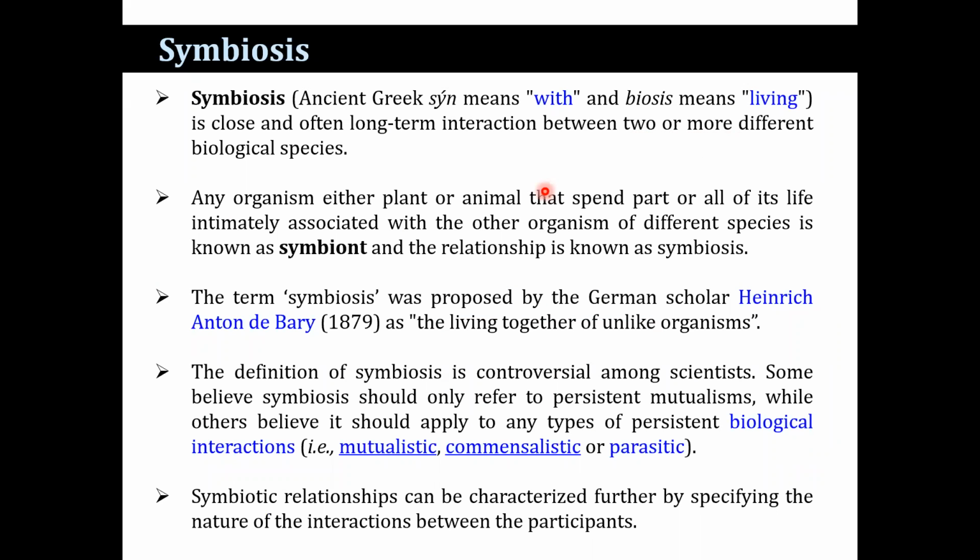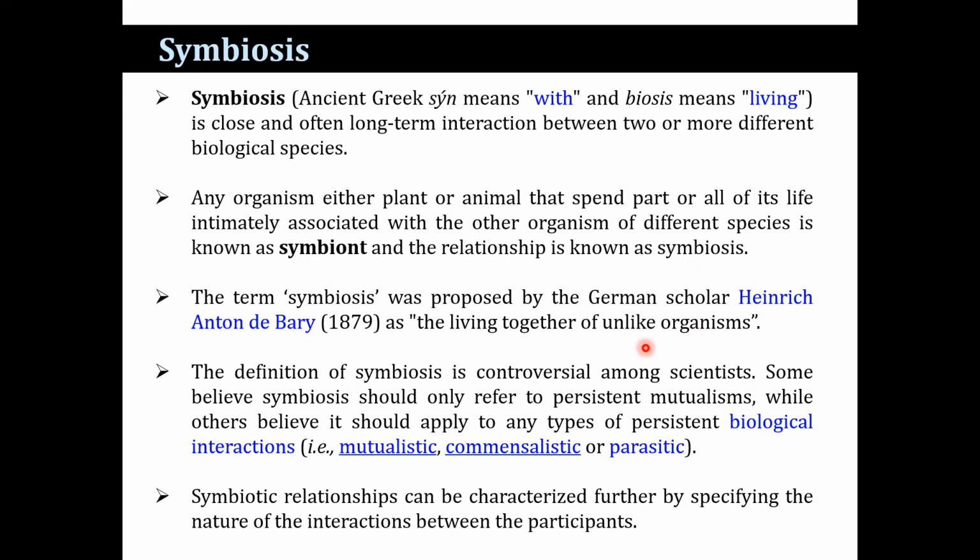Any organism, either plant or animal, that spends part or all of its life intimately associated with another organism of a different species is known as a symbiont, and the relationship is known as symbiosis. The term symbiosis was proposed by the German scholar Heinrich Anton de Bary in 1879 as the living together of unlike organisms, that is, of different species.